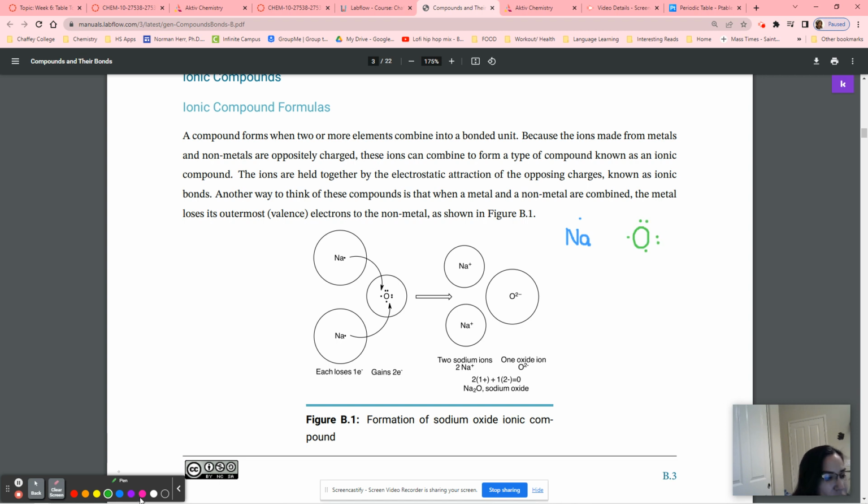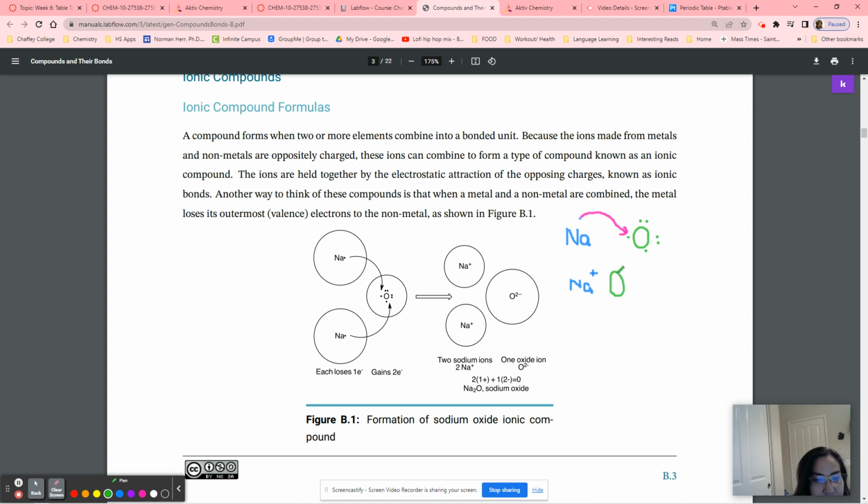We want to know, what's going to happen? Well, this sodium only has 1 valence electron and it's going to be easier for it to give away its electron. So this electron is going to leave and pair up with this lonely electron there. Now we're left with this transitional state of sodium with a +1 charge, and it's going to be very connected to this oxygen.